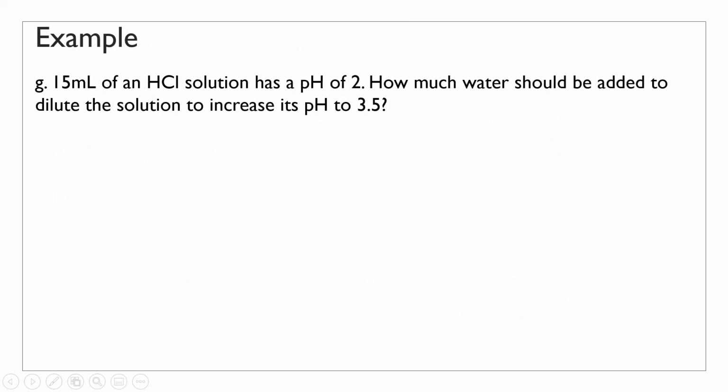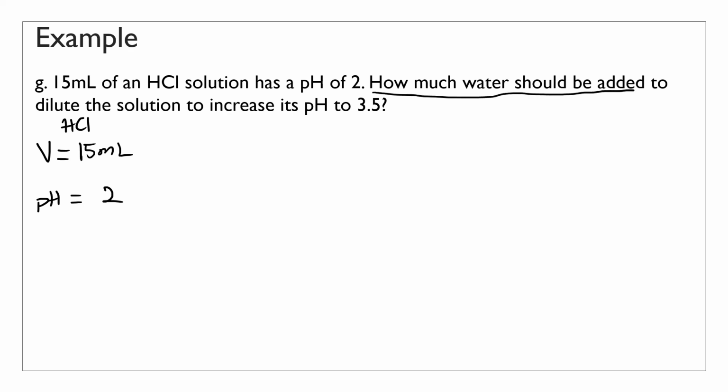Okay, I only have one example left, and then there are a couple more questions that you can do. And this has to do with dilution and sampling. So let's just go through example G. 15 ml of an HCl solution. So volume is 15 ml. And this solution has a pH of 2. So you have 15 ml of an acid, hydrochloric, that has a pH of 2. And the question asks how much water should be added to dilute the solution to increase its pH to 3.5.